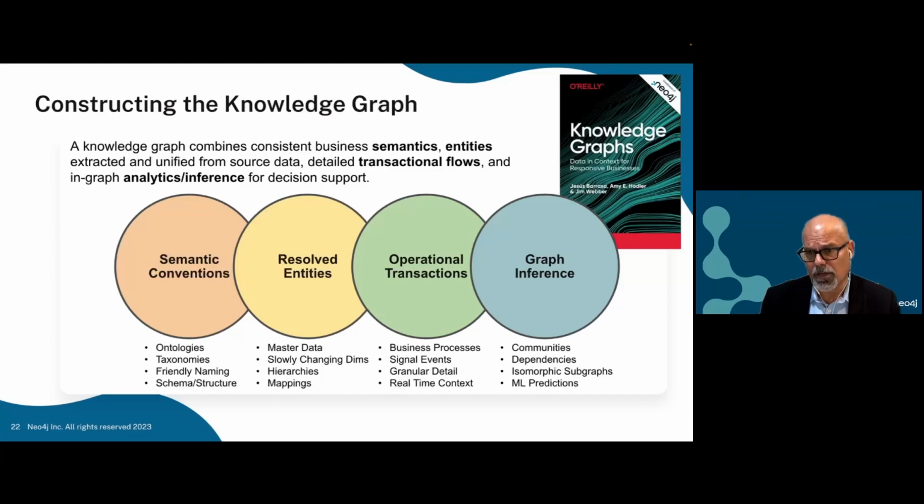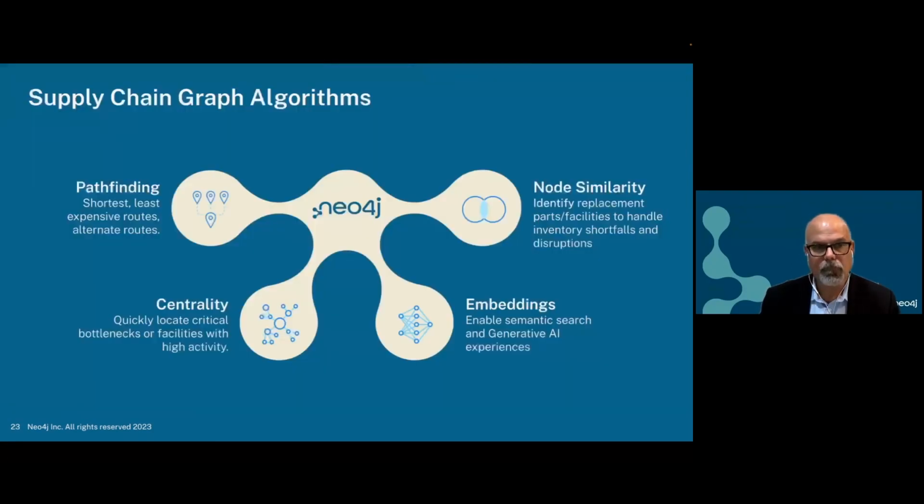So you could have real-time context. And then finally, almost all of these graphs will have a lot of work happening in the area of graph inference and the application of algorithms for driving that graph-based analytics. And so you'll be doing things like community detection, running algorithms to identify points of failure, bottlenecks, shortest paths, etc.